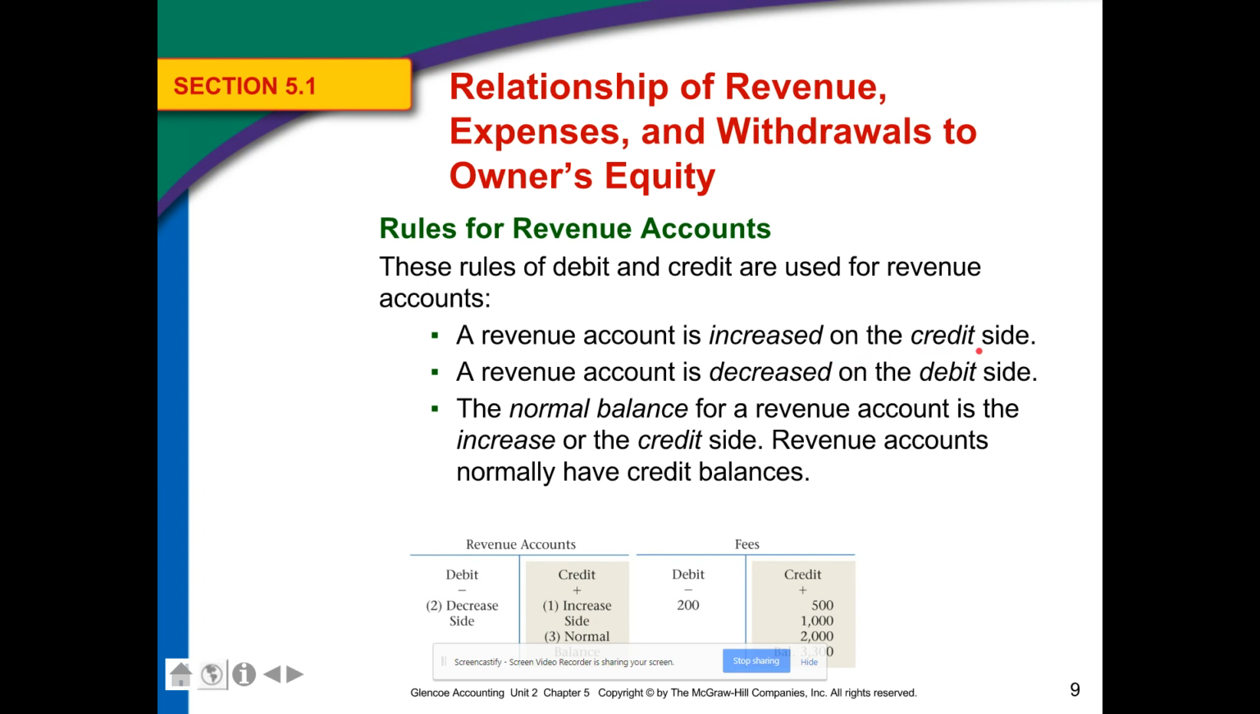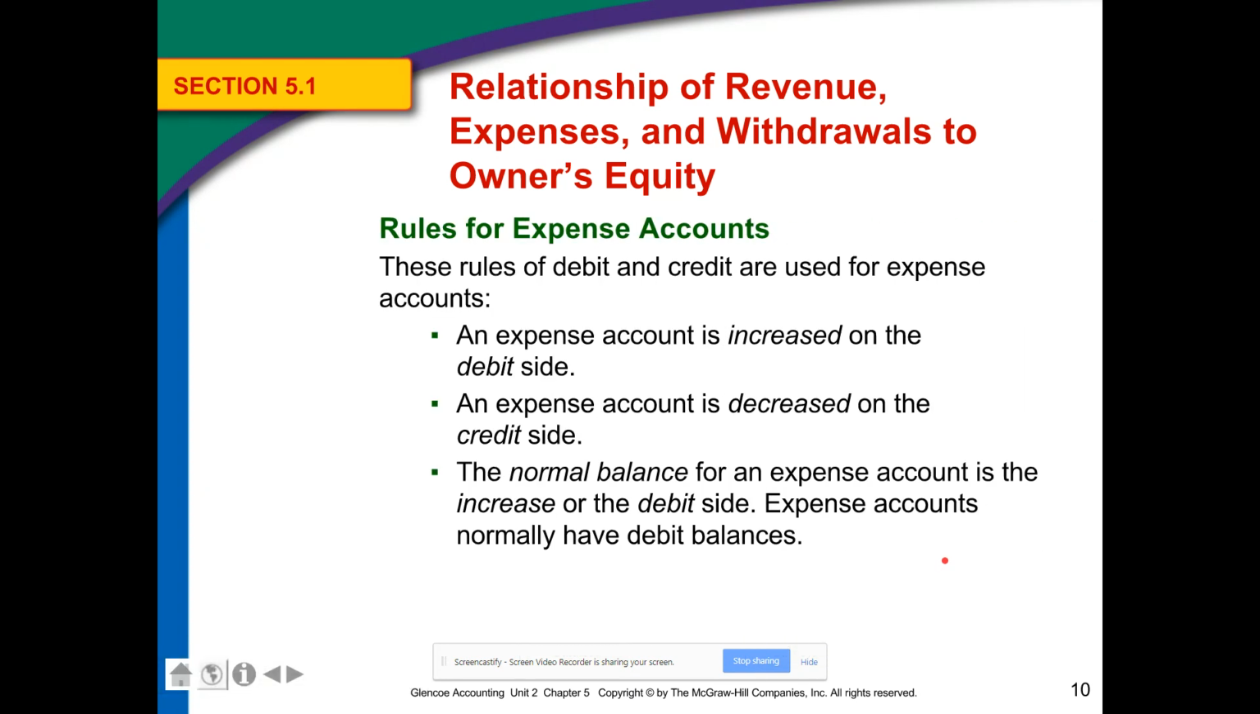It's like we're increasing our owner's equity. We're going to decrease it using a debit. So it has a normal balance on the credit side. So this is what it would look like. Fees would be an example of a revenue account. So the fees would accrue in the credit side.